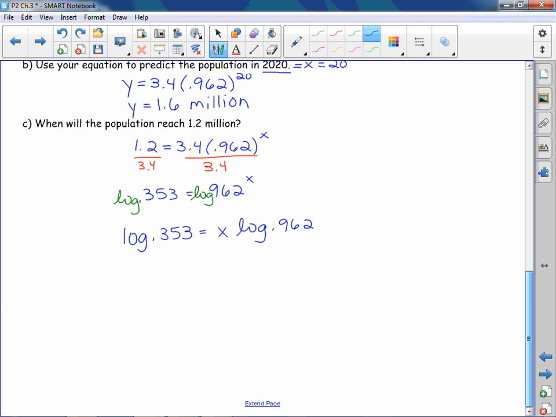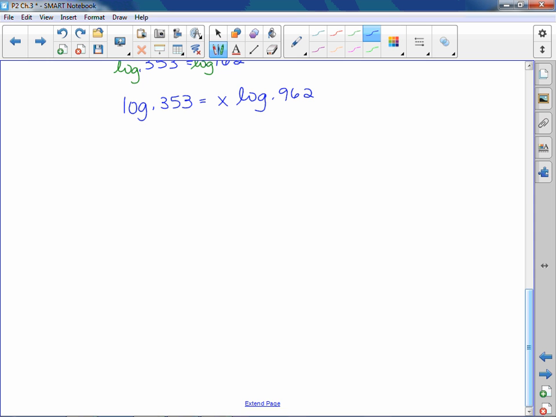Wait, explain that one more time. If I take the log of anything and it has an exponent, I can take that exponent and bring it right down in front. So it's log 0.353 divided by log 0.962? Exactly. Yes! All right, so we're going to divide both sides by log of 0.962, because log of this number is just a number.